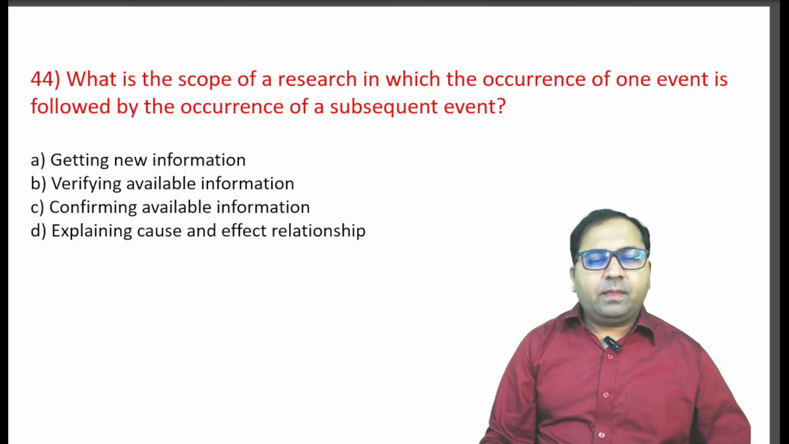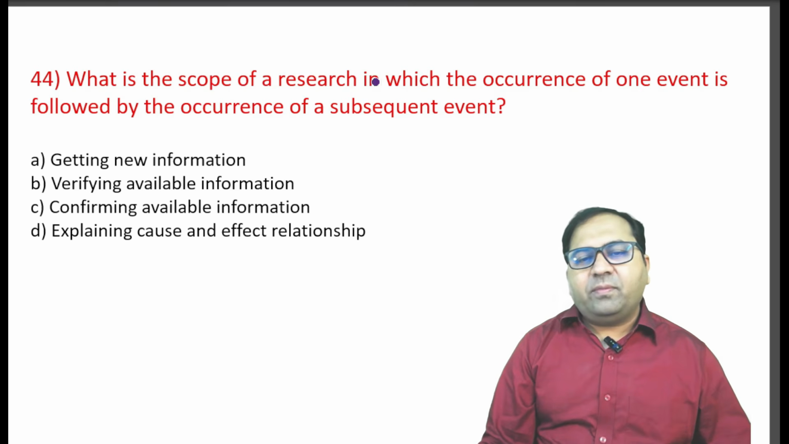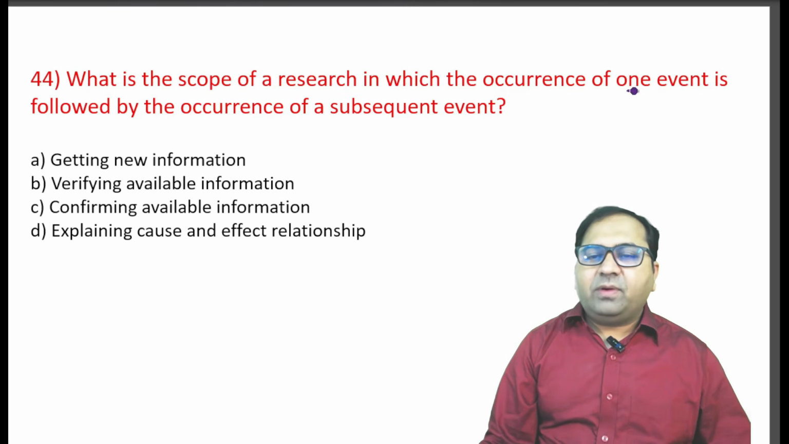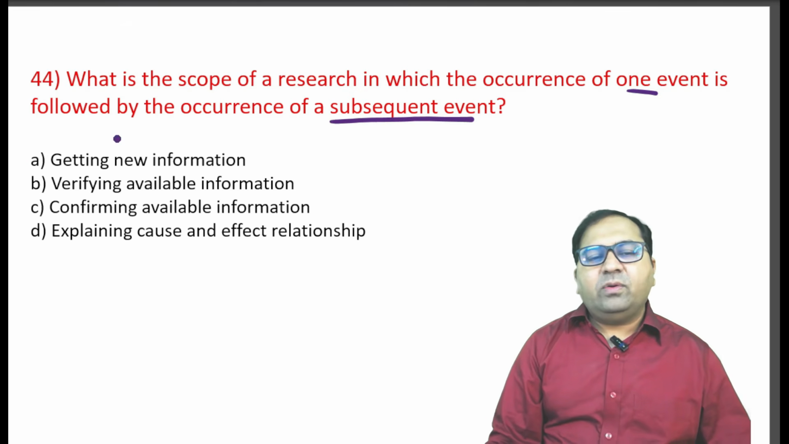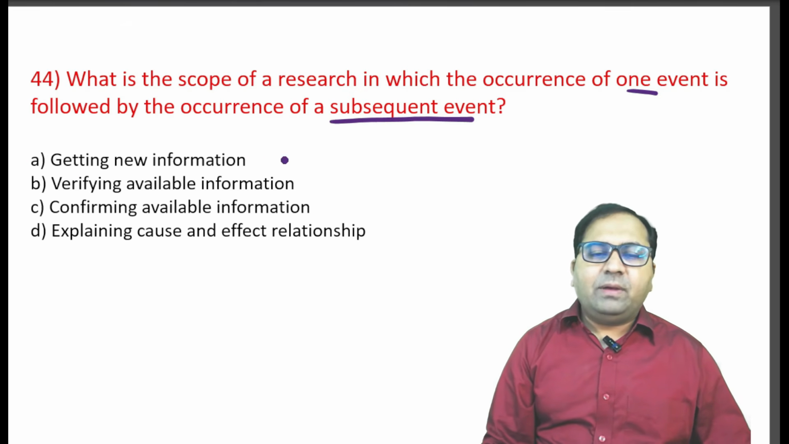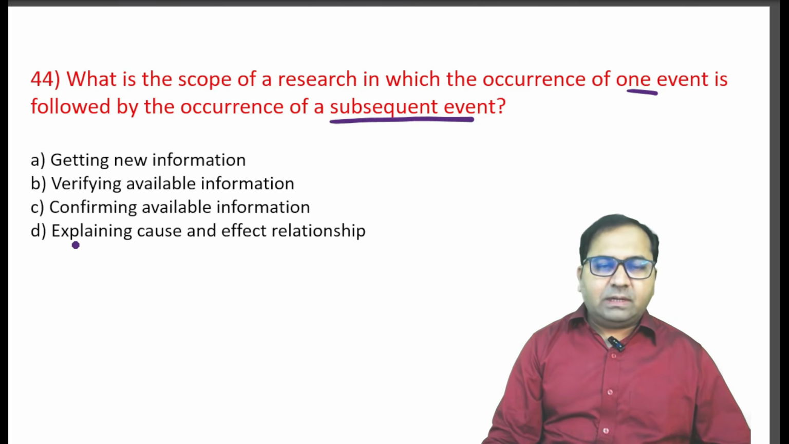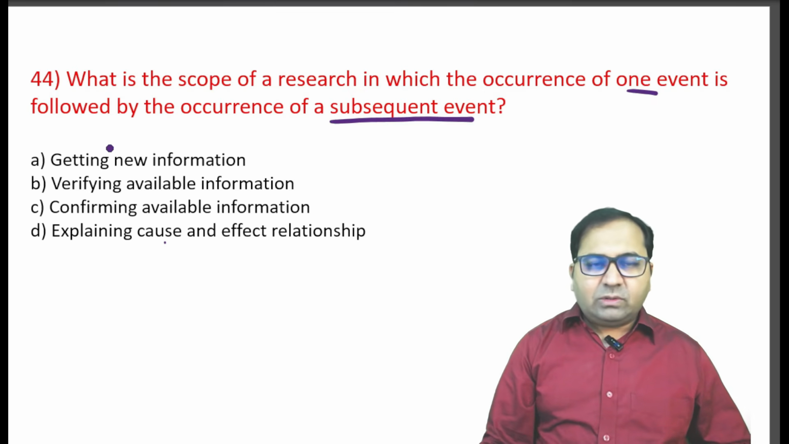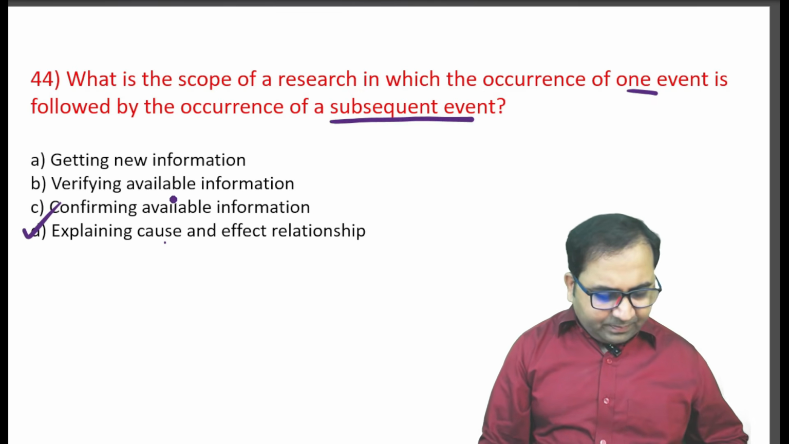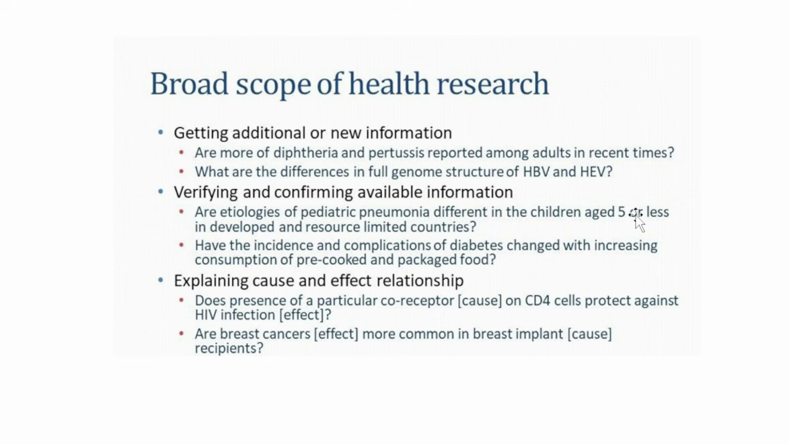Next question. What is the scope of research in which the occurrence of one event is followed by the occurrence of a subsequent event? So the options are again A, getting new information; B, verifying the available information; C, confirming the available information; and D, explaining the cause and effect relationship. So if this question is asked in the examination, the answer will be D, explaining the cause and effect relationship. Let us try to understand the explanation of cause and effect relationship.